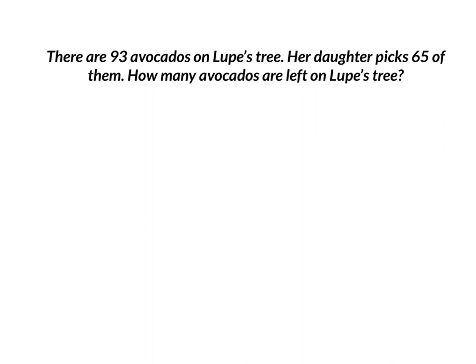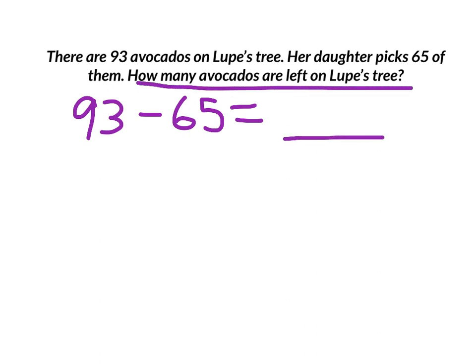There are 93 avocados on Lupe's tree. Her daughter picked 65 of them. How many avocados are left on Lupe's tree? Okay, so I know that Lupe has 93 avocados on her tree. And I know that her daughter comes over and she picks 65 avocados off of that tree. I need to figure out how many avocados are left on Lupe's tree. So that is our problem, 93 minus 65.